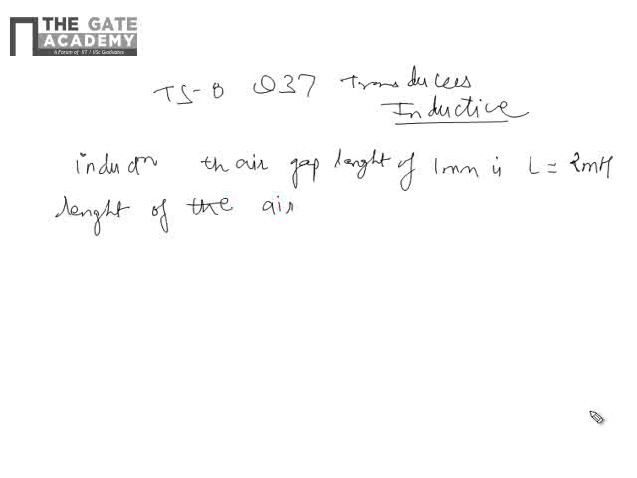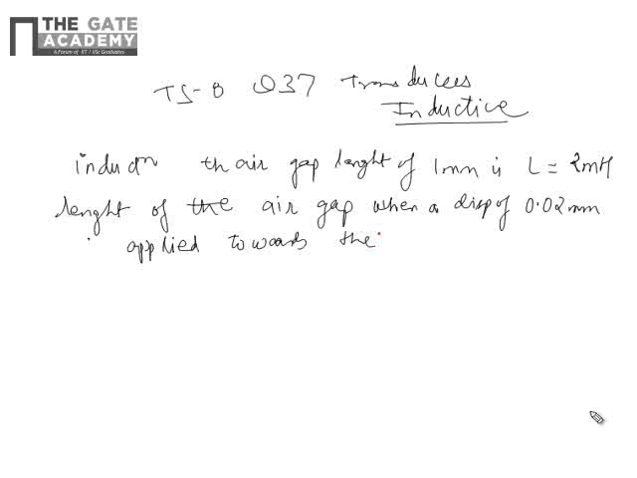it will decrease. Fine. So length of air gap when the displacement of 0.02 mm is applied towards the core, means it is moving towards the core, it will decrease. Fine. So how much will it decrease? It will be 1.00 minus 0.02. Fine, because this much is the displacement applied, so it becomes 0.98 mm.